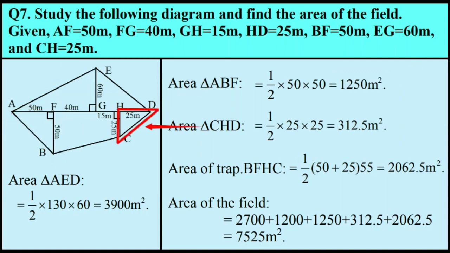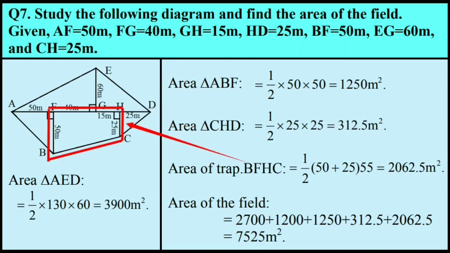Next is area of the triangle CHD, in which base and height CH and HD are given 25 meter each. Therefore, the area of the triangle CHD is equal to half multiplied by 25 multiplied by 25, and the expression results in 312.5 meter square. Therefore, area of the triangle CHD equal to 312.5 meter square.